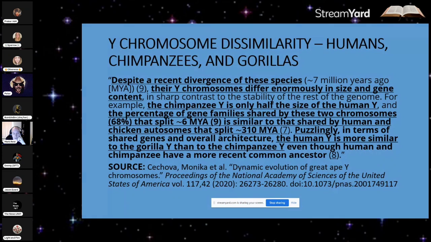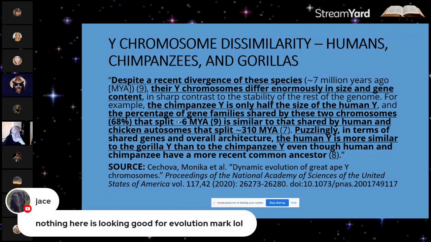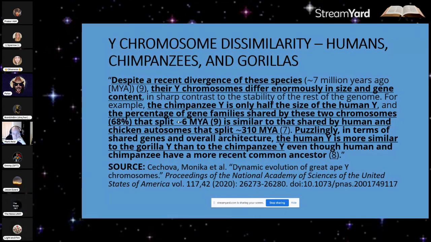And so you'll notice here the percentage of gene families shared by these two chromosomes, they give the numbers, and they admit here is similar to that shared by human and chicken autosomes. And so biparentally inherited DNA rather than the uniparentally. That split 310 million years ago. So, and they admit here, puzzlingly, so it wasn't necessarily expected or predicted. They admit in terms of shared genes and overall architecture, the human Y is more similar to the gorilla Y than to the chimpanzee Y.